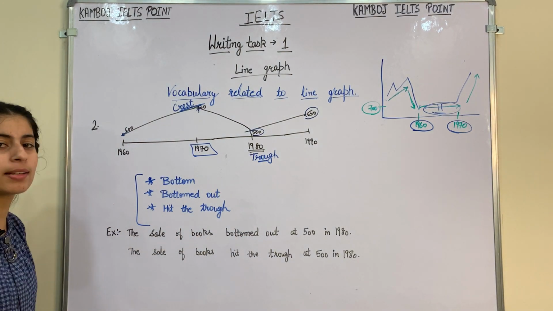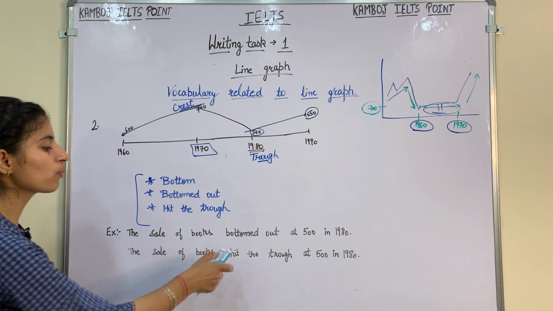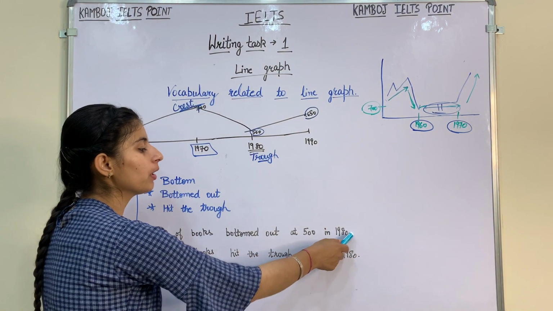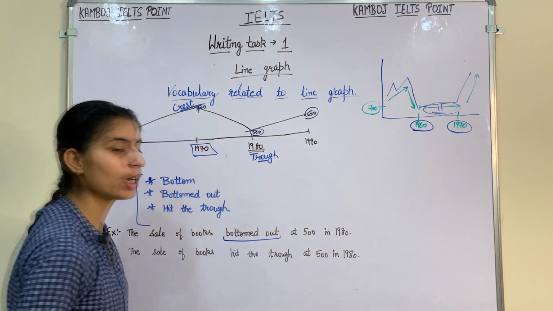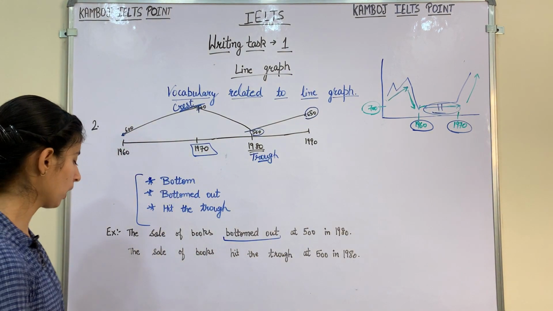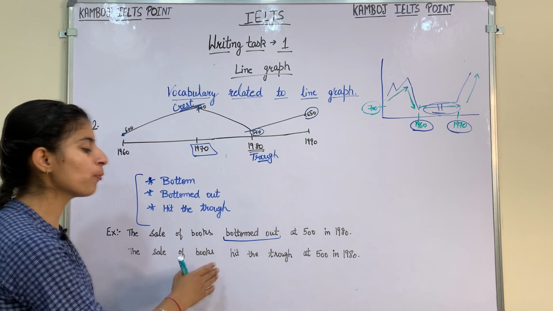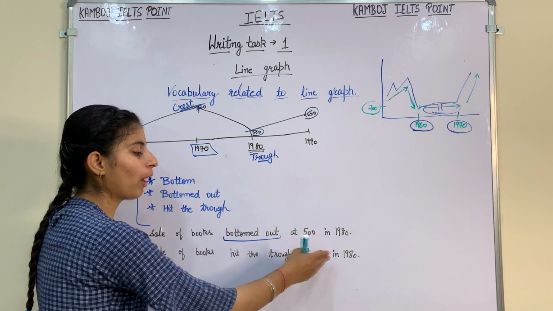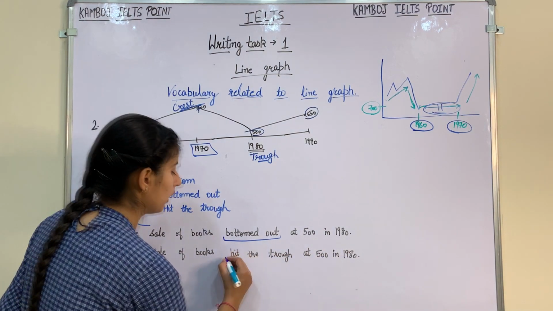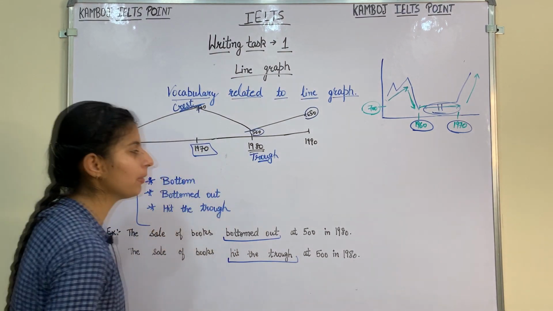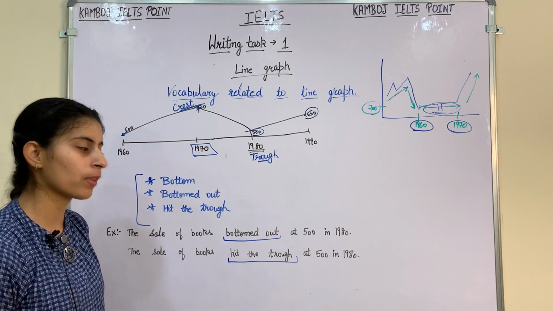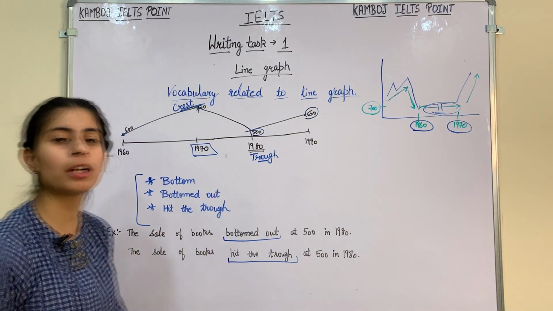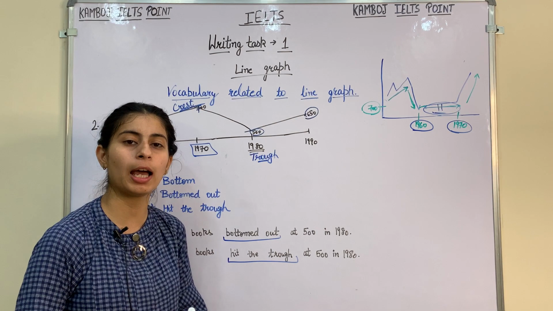So let's see an example. The sale of books bottomed out at 500 in 1980. Bottomed out means touched its bottom. The next one is the sale of books hit the trough at 500 in 1980. Hit the trough, that means it touched its lowest point in 1980. So this is all about the different types of trends in line graph.